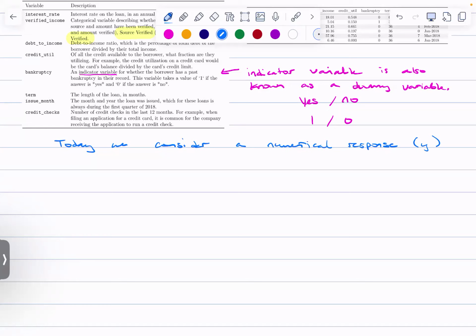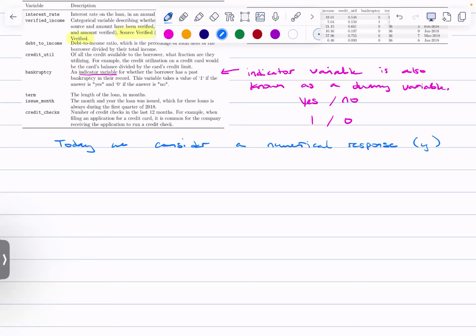Let X be bankruptcy, which is 0 for no and 1 for yes. Right, they have declared bankruptcy. Is there some, just has a past bankruptcy in their record? I thought maybe in the past 5 years or something, but it's just forever, I guess. Seems reasonable. And so now we have this indicator variable.